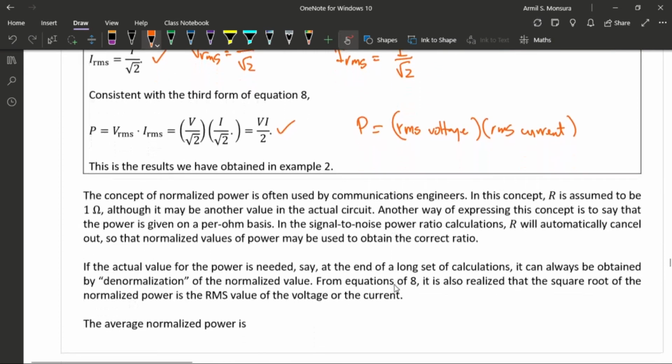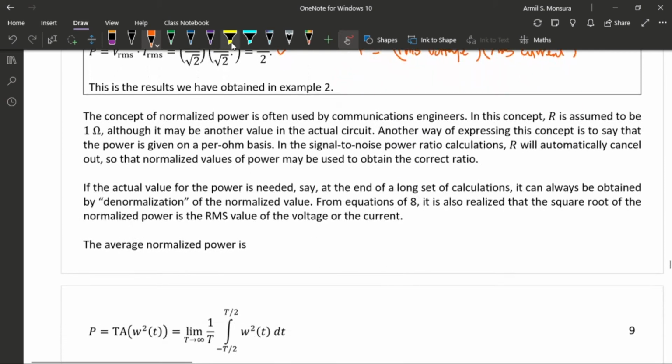Now, we proceed now with the concept of normalized power. So we, as communications engineers, often use that idea. Normally, power depends on the load of the circuit or on the load that your circuit sees. Yung nakikitang load ng circuit niyo.